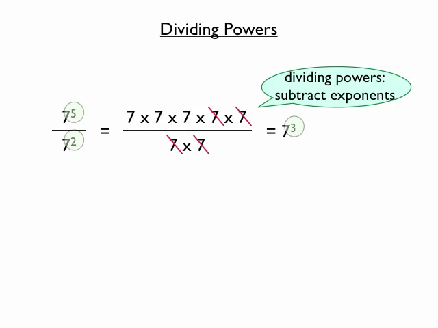Our third rule is for powers of powers. Suppose we start with 2 to the 5th power raised to the 4th power. The 4th power tells us that we multiply 2 to the 5th 4 times. From our multiplication rule, we add the exponents, so the final answer is 2 to the 20th power.